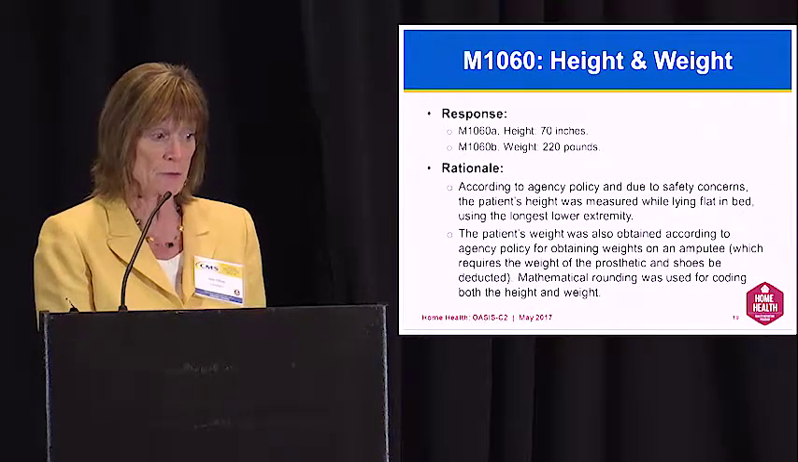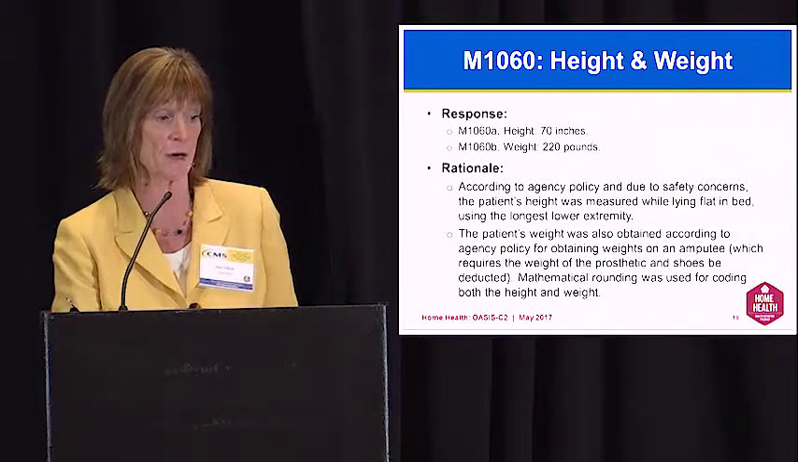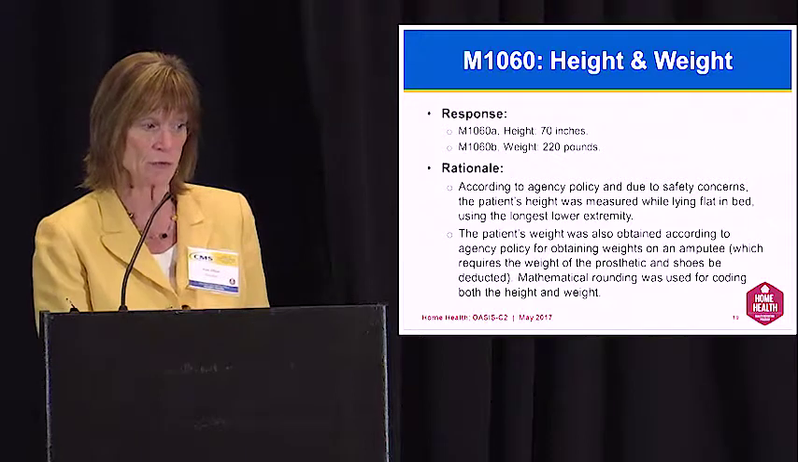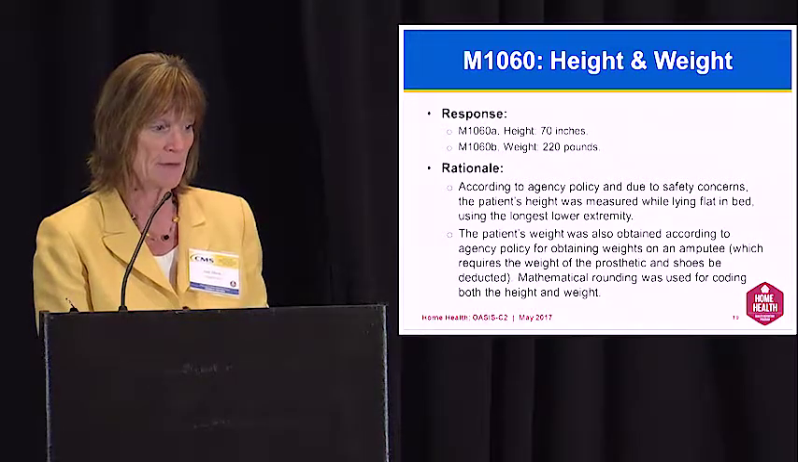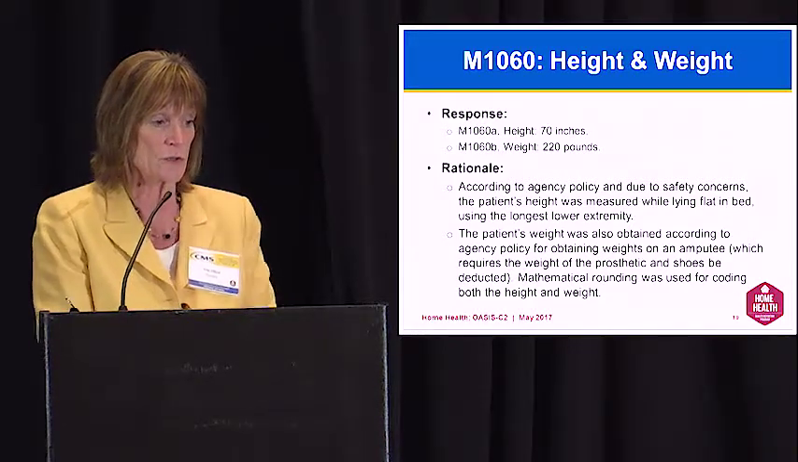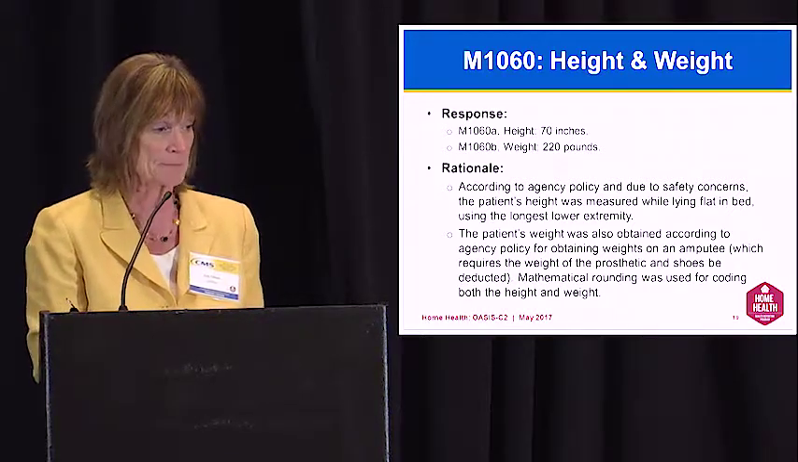the weights on an amputee, which required both the weight of the prosthetic and the shoes to be deducted from his weight. And mathematical rounding was used for coding for both the height and the weight.